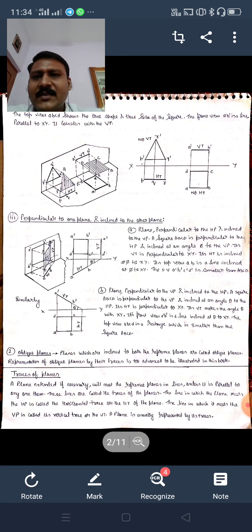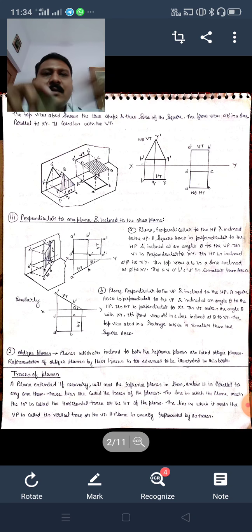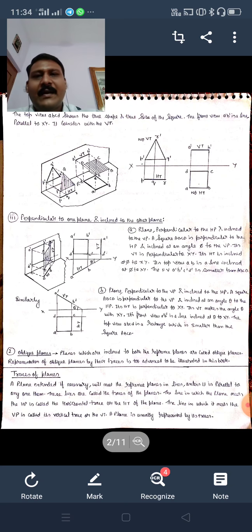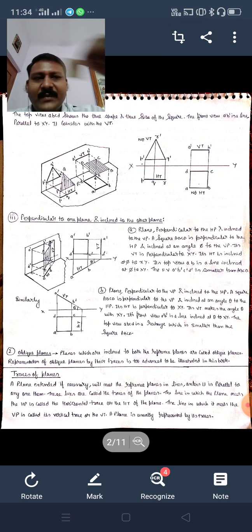So what is this planes? We all know that planes are basically the two-dimensional objects which is having no thickness. For example, a pentagon like this. This is a plane. For example, this hexagon. Then a rectangle. Then a circle. Then a square. Then a rhombus. All these are triangle. All these are planes.